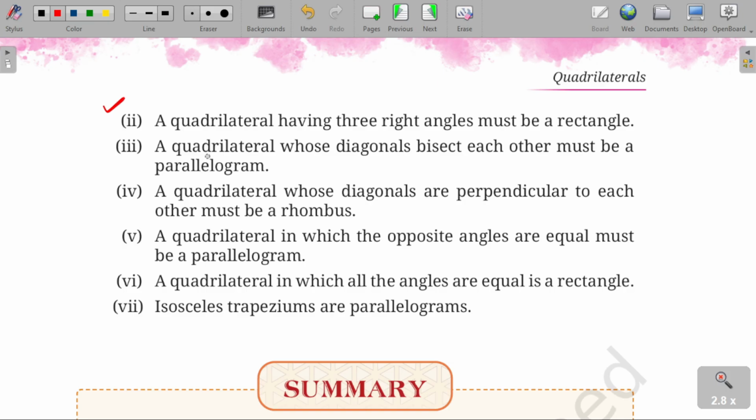Second, a quadrilateral having three right angles must be a rectangle. So if you have a quadrilateral with three 90-degree angles, it must be a rectangle. This is true.